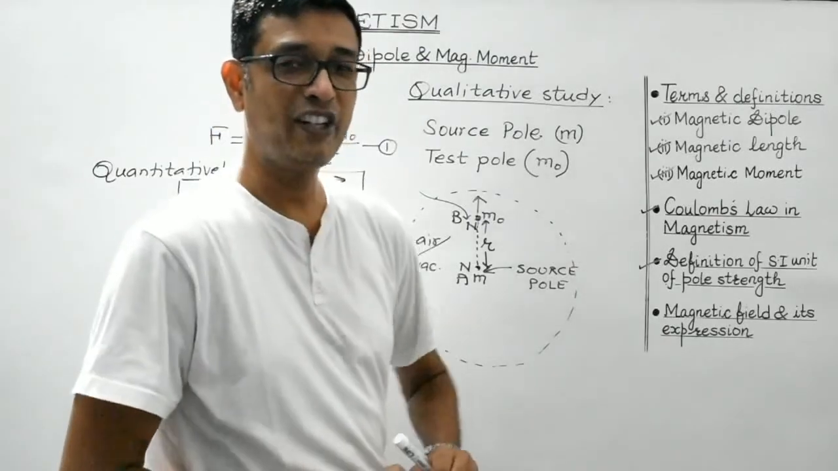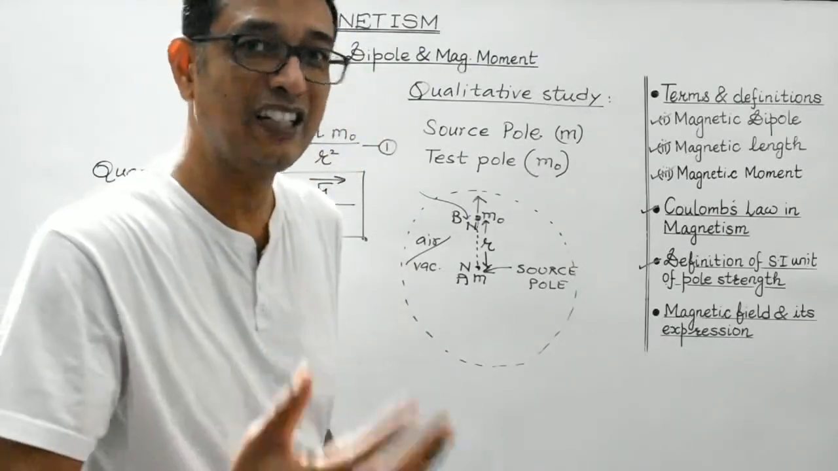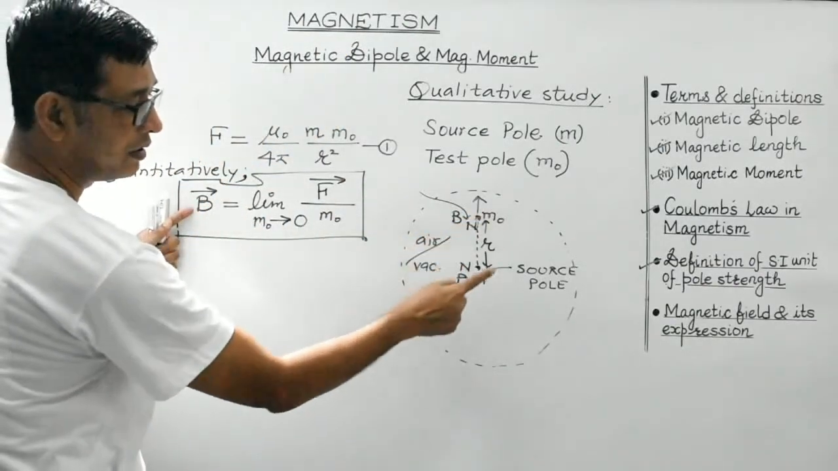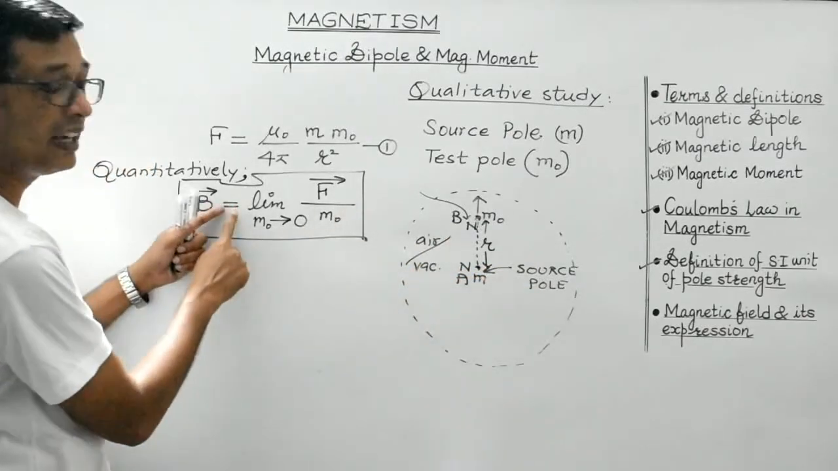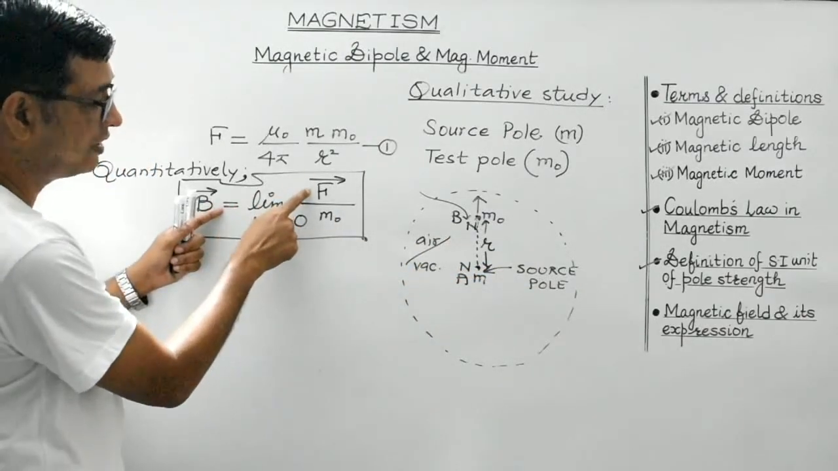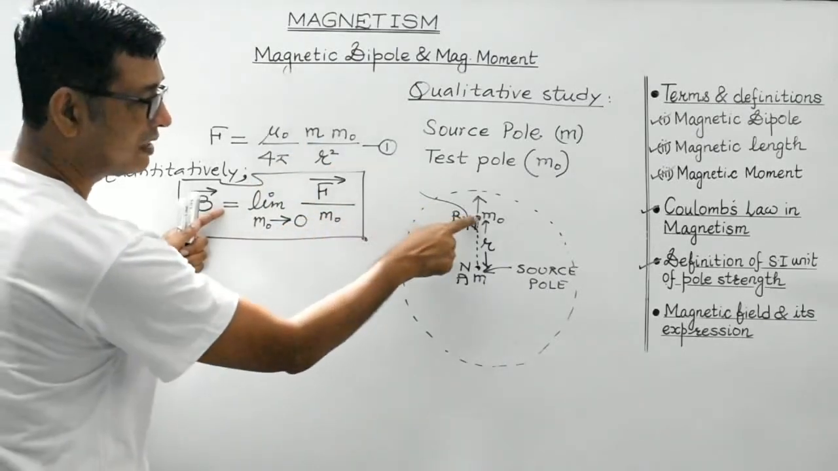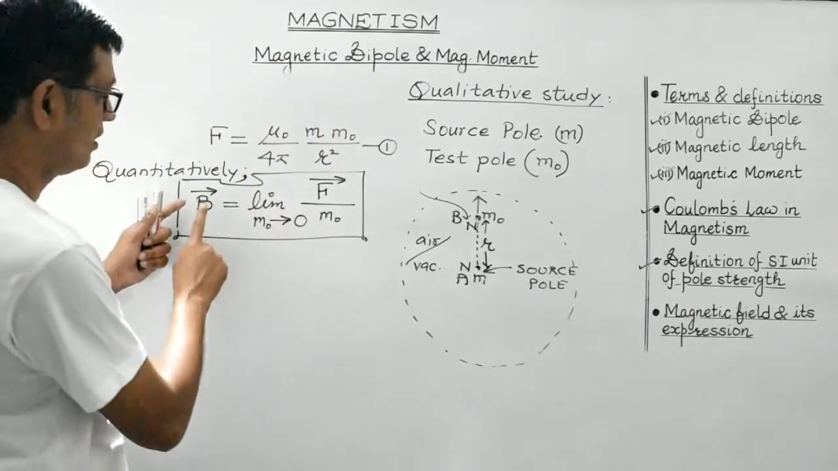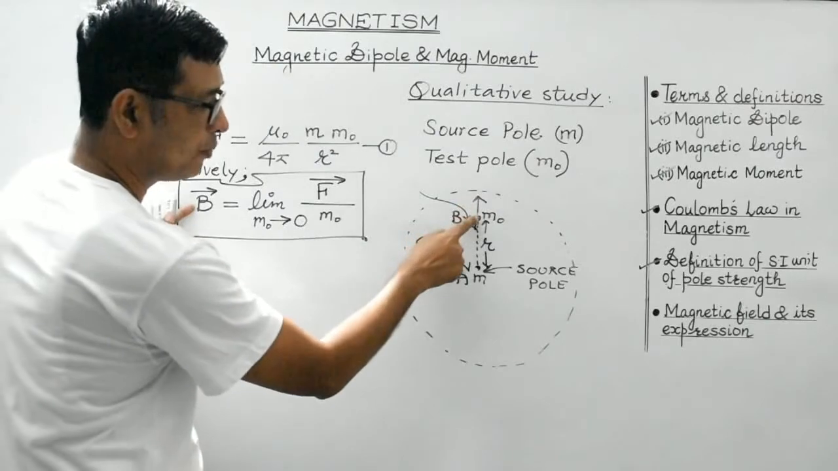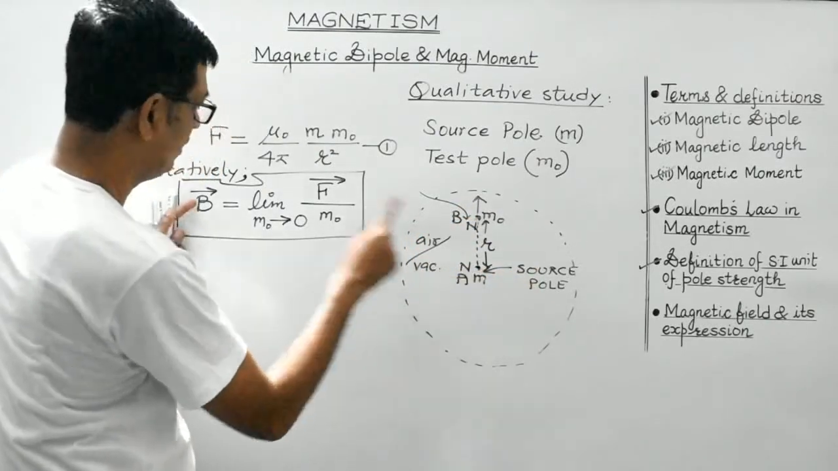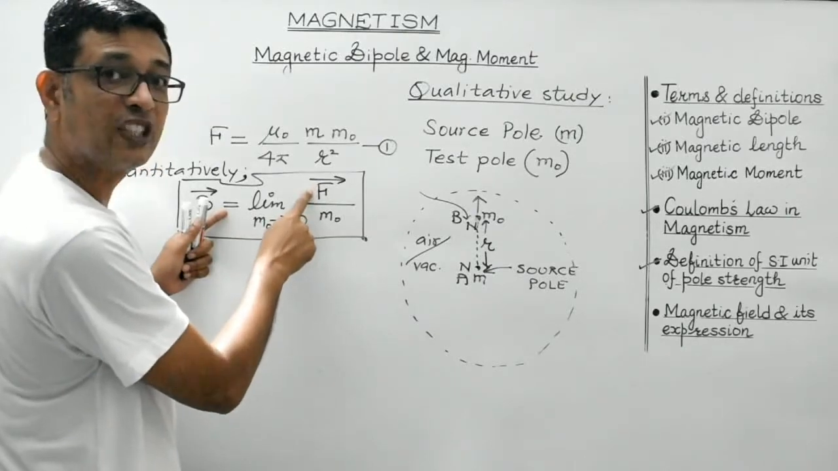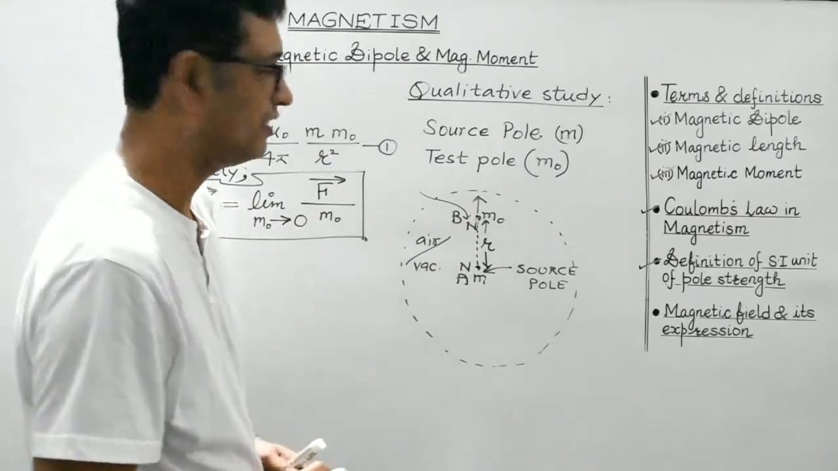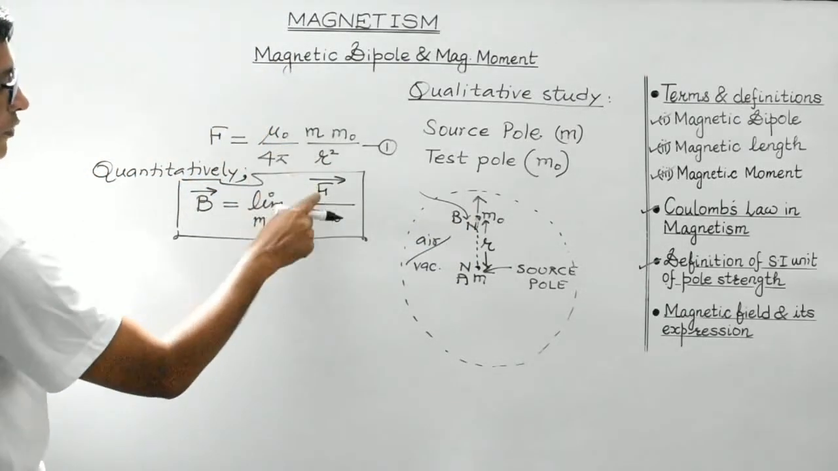So now students, concentrate on the qualitative definition of magnetic field. Look, the magnetic field at a point due to the source pole is defined as the magnetic force experienced per unit test pole placed at that point. Clear, students? Again I repeat, the magnetic field at a point due to the source pole is defined as the magnetic force experienced per unit test pole placed at that point. Clear?